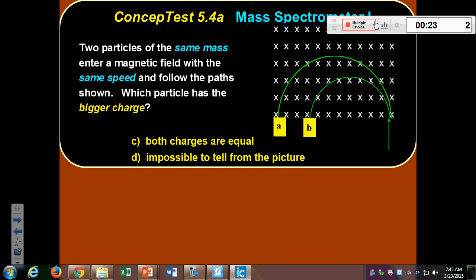Remember our force, just to remind you, our force is equal to QV cross B. So our force is dependent upon the velocity and the magnetic field, which in this case are the same, but also on the charge. The force is directly related to the charge.